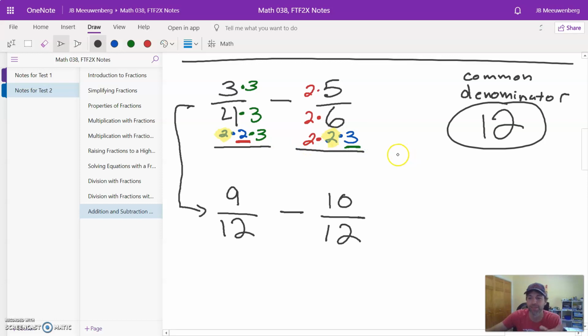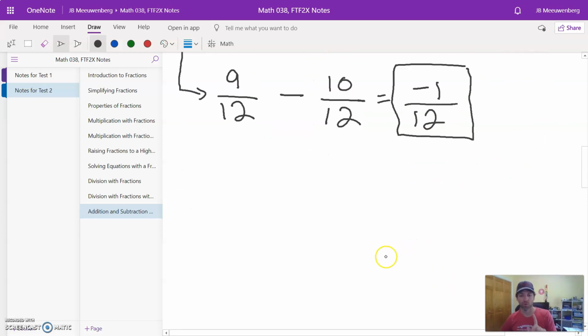In fact, this is the same thing we did back when we were looking at least common multiples at the end of that previous unit. We built it based on the prime factorizations. Now we just subtract across the top. 9 minus 10 is negative 1, over 12. There we go.